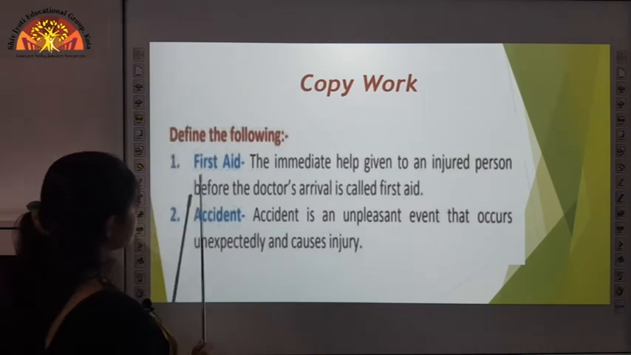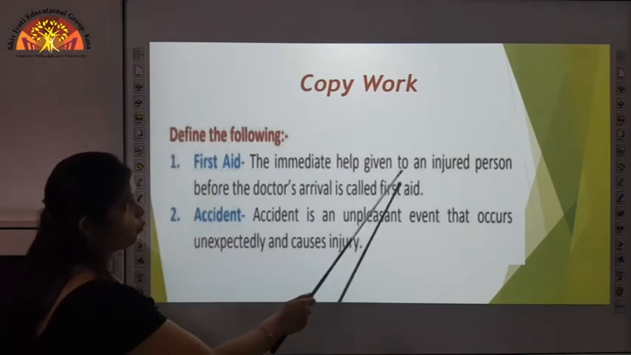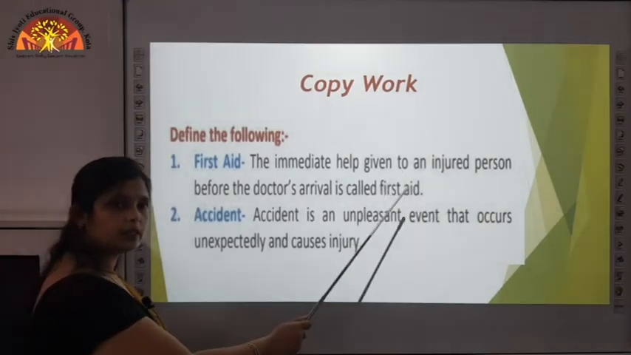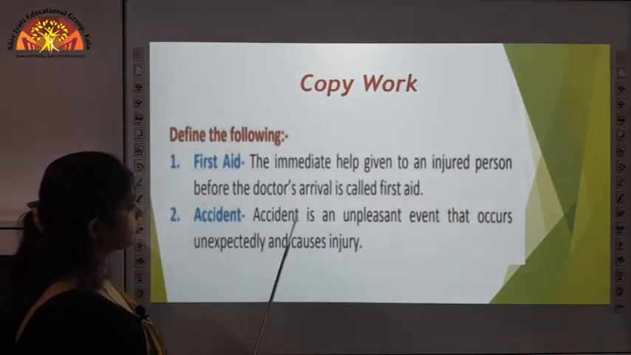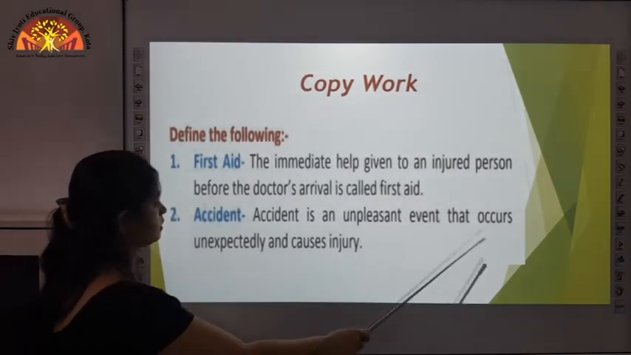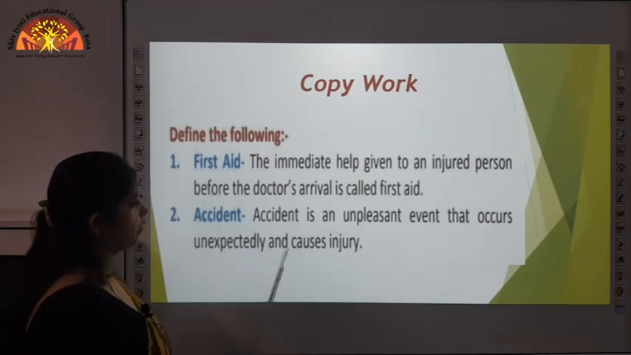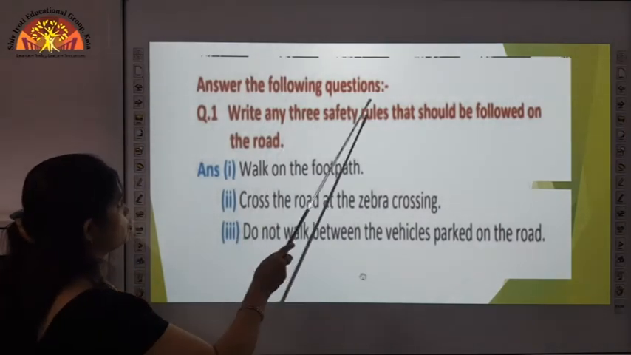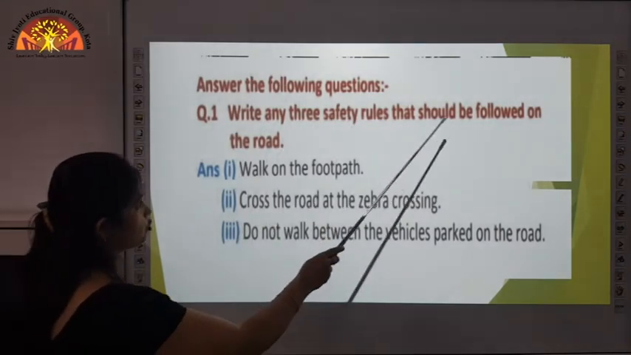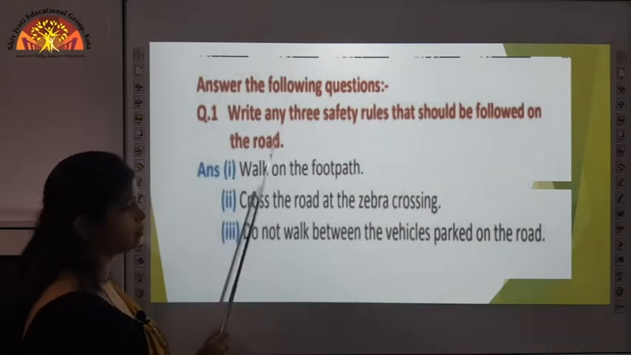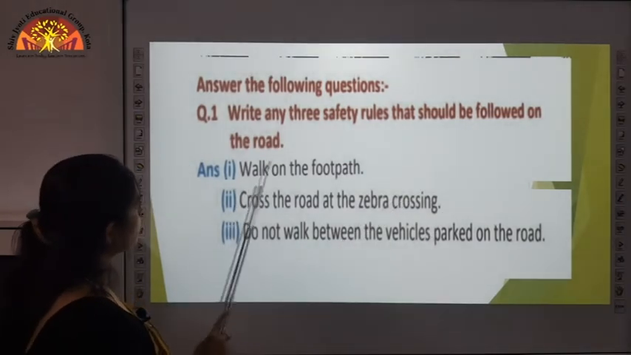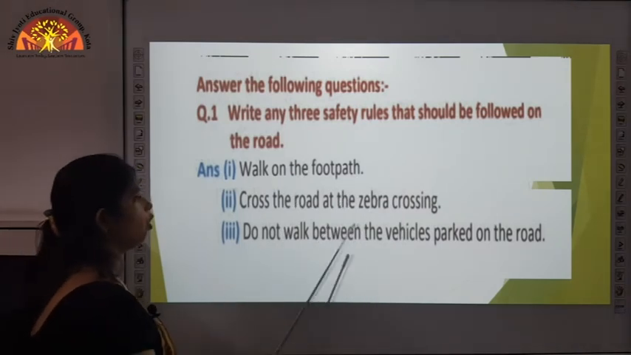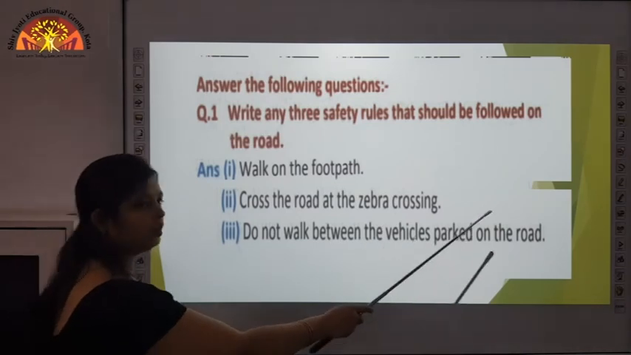So first definition is first aid. The immediate help given to an injured person before the doctor's arrival is called first aid. Accident. Accident is an unpleasant event that occurs unexpectedly and causes injury. Now answer the following questions. Write any three safety rules that should be followed on the road. So these safety rules are, first of all, walk on the footpath, cross the road at the zebra crossing, and do not walk between the vehicles parked on the road.